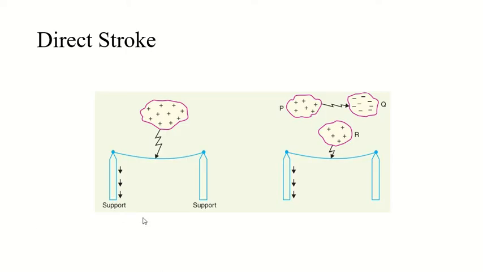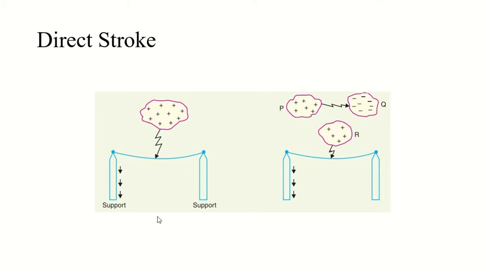The image on the left hand side is showing you the type A direct stroke, let's call it stroke A. What happens in stroke A is that the lightning discharge coming from the cloud to the subject equipment, my transmission line or overhead line, will fall on the overhead line itself directly.